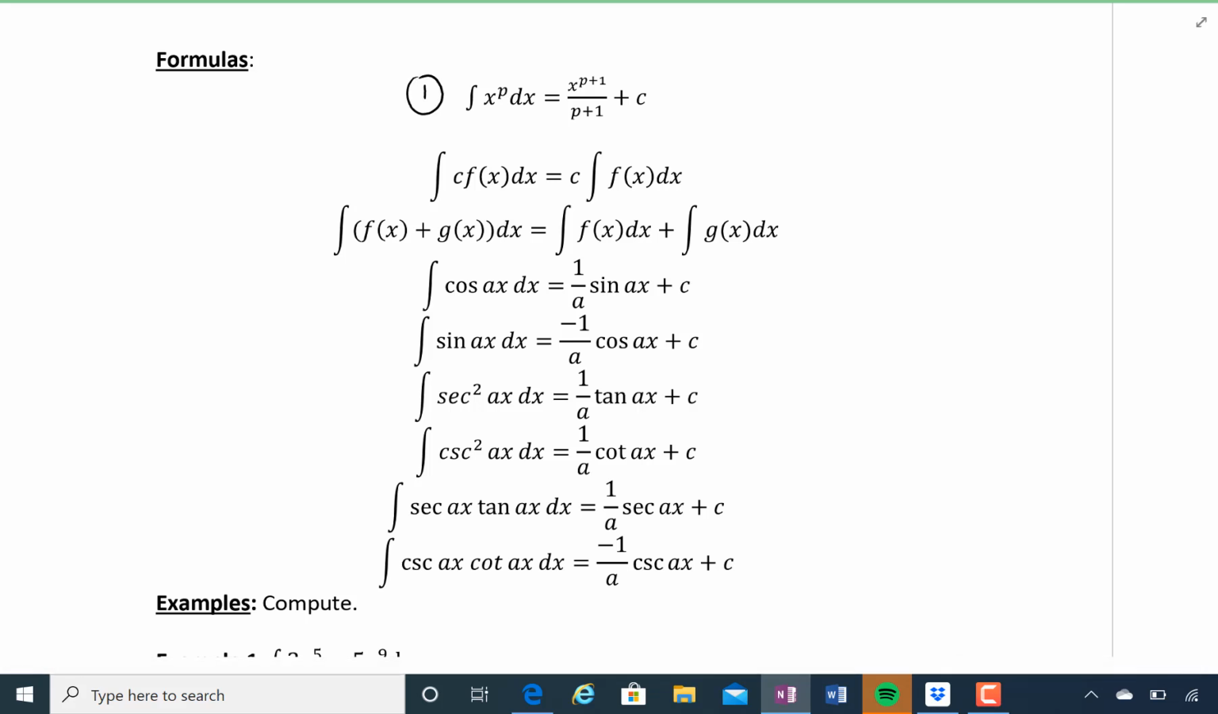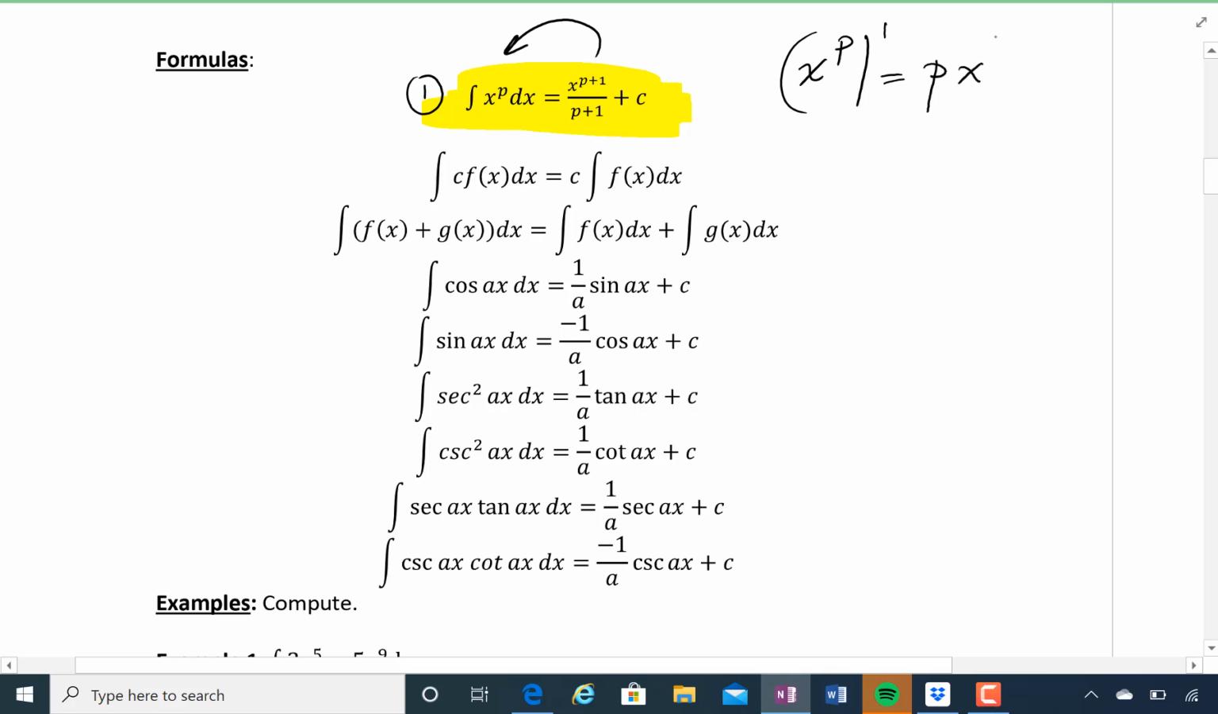So the first one, what is it? Well, it was the power rule if we read it from left to right, right? The derivative of x to the p, so x to the p prime, is p x to the p minus 1. Well, if I want to get just x to the p, not p minus 1, I have to have one extra p. So the integral of x to the p dx is x to the p plus 1 over p plus 1 plus c.